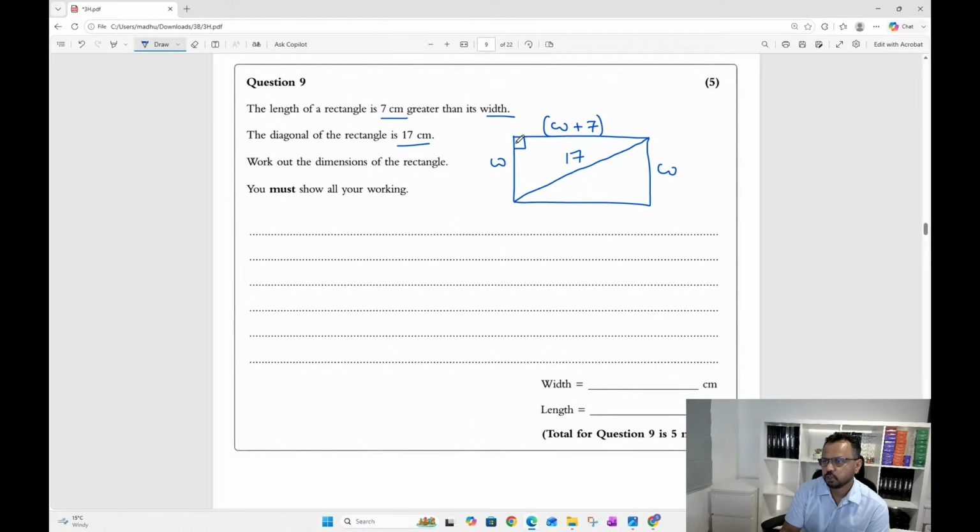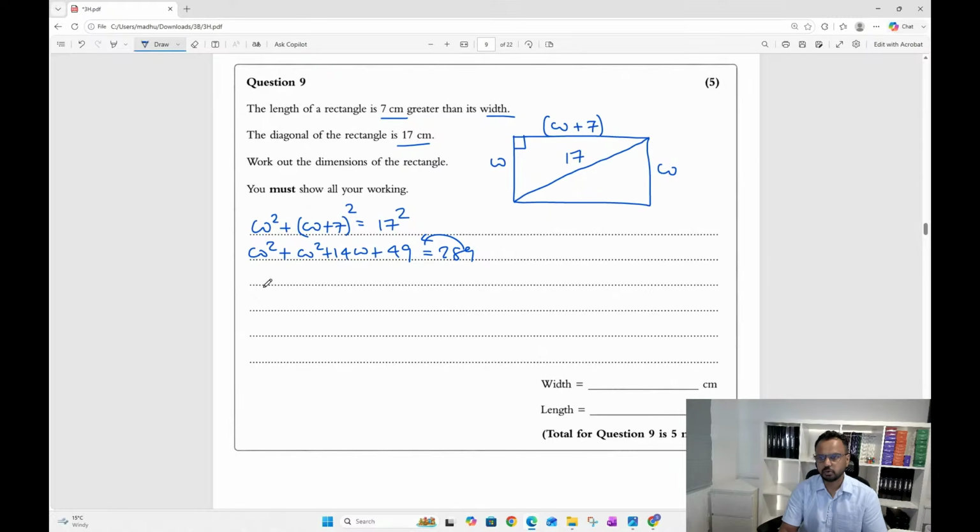Now, I can see I can use Pythagoras for the triangle here, right? So W squared add W add 7, everything squared, is equal to 17 squared. Now just simplify this. W squared plus W squared plus 14W plus 49, which is W add 7 multiplied by itself, is equal to 17 squared, which is 289.